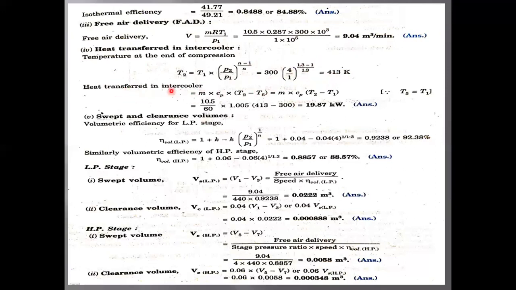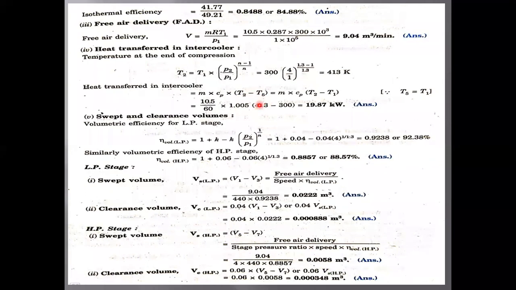And heat transferred in the intercooler, we also need to know here. We already know Q equal to m cp delta T, the formula derived from thermodynamics. Heat transferred Q, so we already know m here, and the cp value for air. I already told you the Cp value and Cv value, we should keep those in mind. Cp value is 1.005 and Cv value is 0.718. So Cp value 1.005 into T2 minus T5.